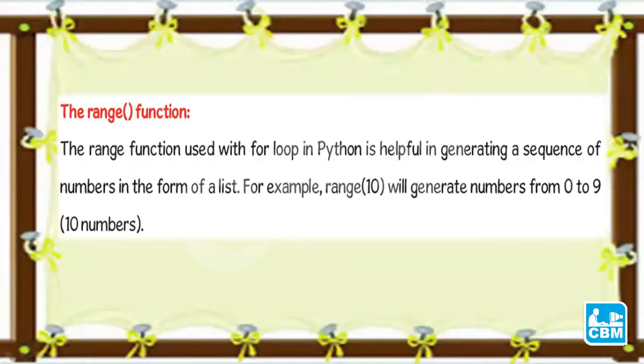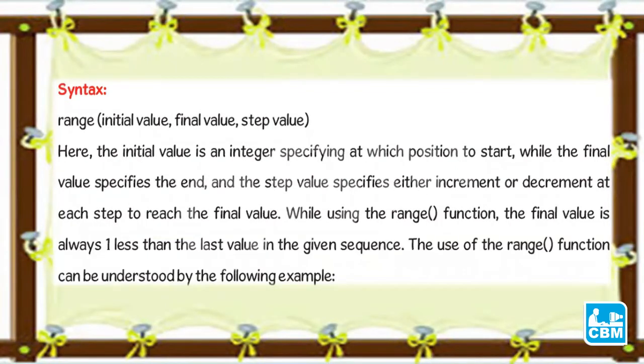The range function is used along with the for loop in Python. It is helpful in generating a sequence of numbers in the form of a list. For example, when we write range and the number 10 in parentheses, this will generate 10 numbers from 0 to 9. The syntax of the range function is range(initial value, final value, step value).